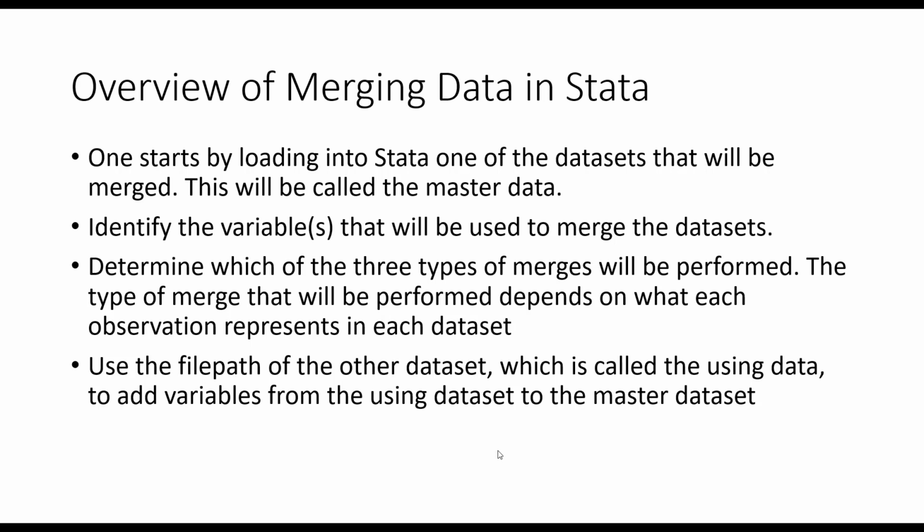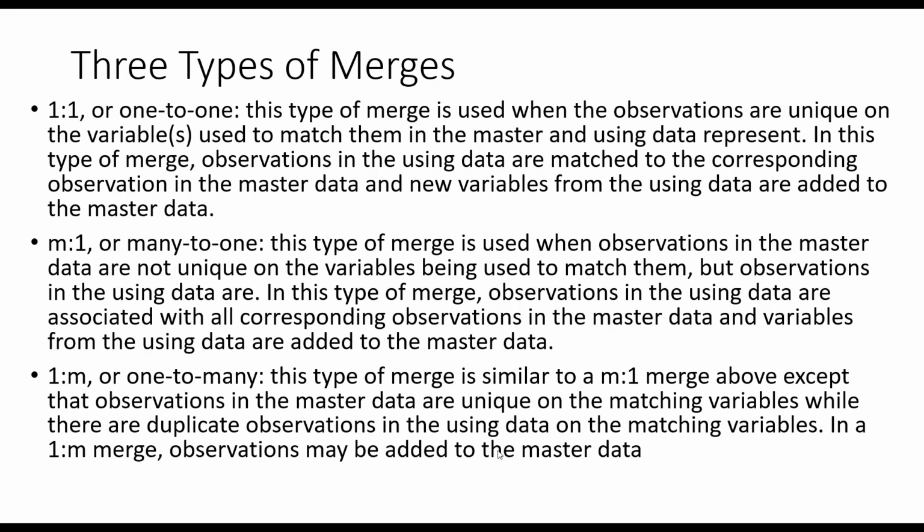And so that sounds a little bit abstract, and really what it comes down to is, depending on the structure of the data, you'll need to understand that to perform the right kind of merge. And then you'll take the file path for the other data set that you want to merge. That's called the using data set in merge parlance. And you're going to use that to add variables from that using data set onto the master data set. And then what you'll wind up with is a combined data set.